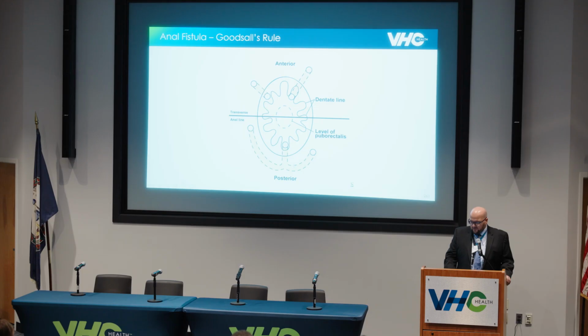Goodsall's rule is what allows us to have an idea of where the internal opening is in relation to the external opening. If the external opening tends to be anterior, it tends to go through a radial straight line towards the internal opening, provided that it's within 3 centimeters from the anal verge, because if it's above 3 centimeters, this becomes more unpredictable. While in the posterior area of the anus, an external opening tends to drain in the midline posterior.